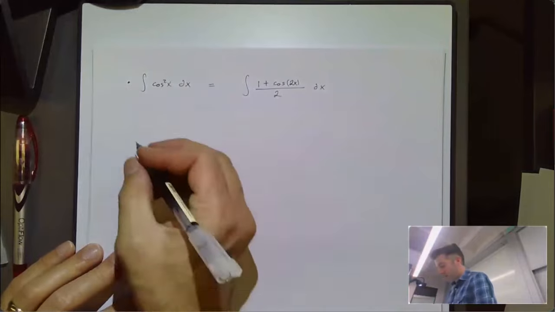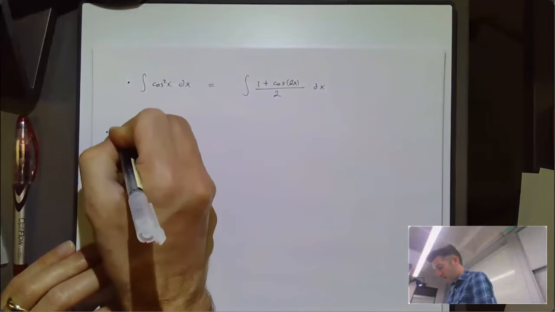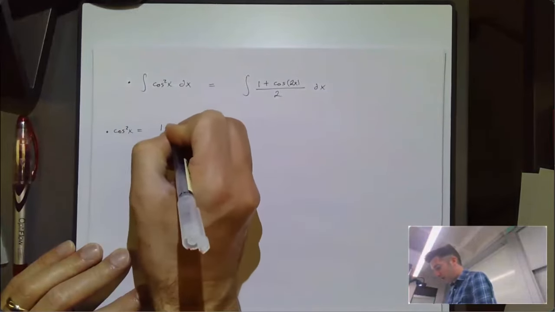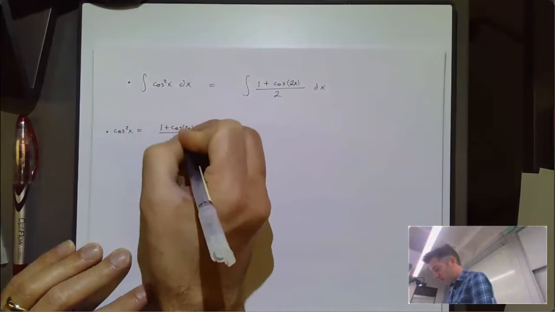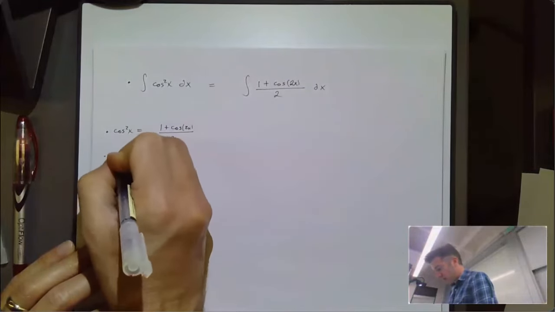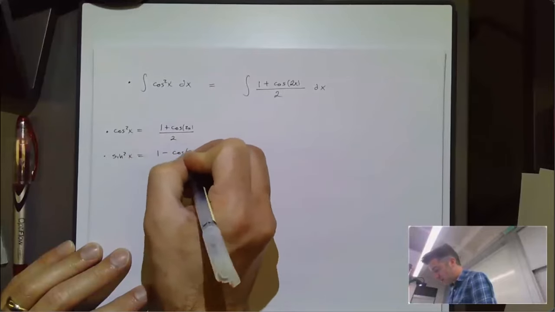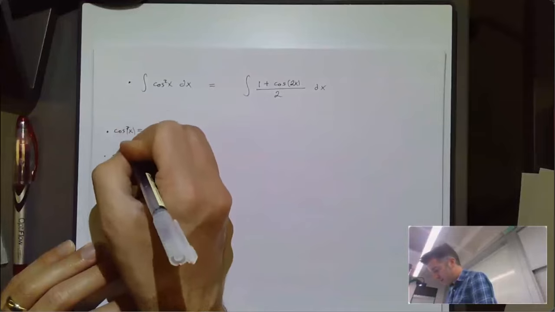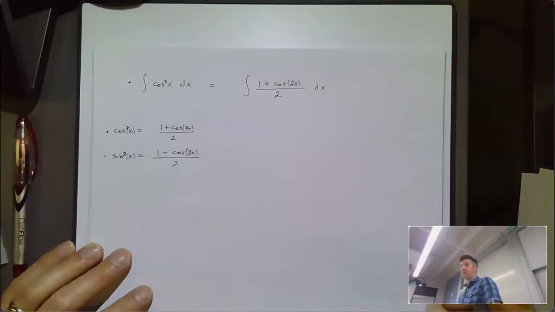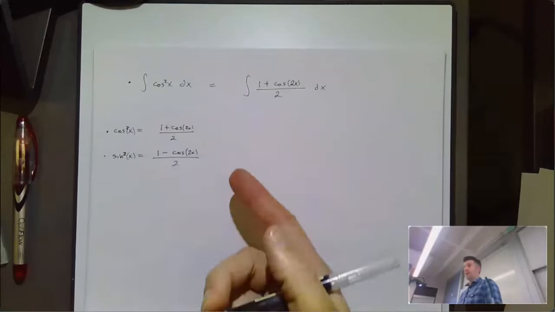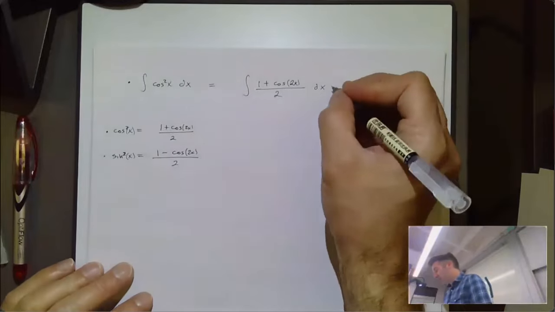So fun fact, cosine squared x equals 1 plus cosine of 2x all over 2. And sine squared x equals 1 minus cosine of 2x all over 2. So if you have just even powers of sine and cosine, these are the identities you have to use. And then it's not too terrible.